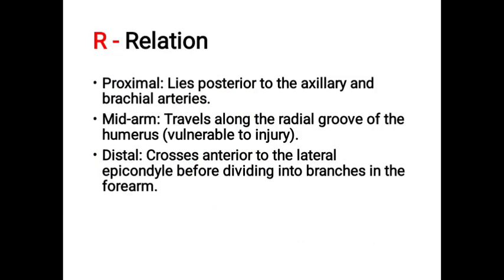Now for relations, proximally it lies posterior to the axillary and the brachial artery. You should take note of this, that the radial nerve is posterior to the axillary and the brachial arteries. In the mid-arm, it travels along the radial groove of the humerus, and this is the most vulnerable point because any fracture at this point can affect the radial nerve. Then distally, it crosses anterior to the lateral epicondyle.